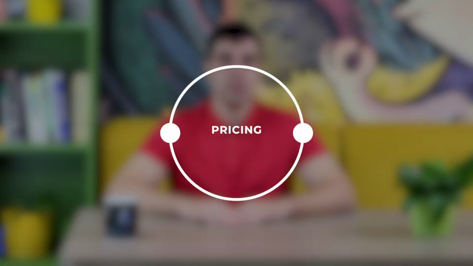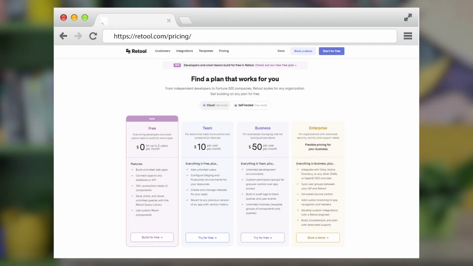Retool is a software as a service product, and it's a cloud-hosted one. However, you can buy it on-prem. You can host it on your infrastructure using Docker. Retool has a per-user pricing model. Depending on the hosting, Retool has four pricing plans: free, up to 5 users, team, business, and enterprise.